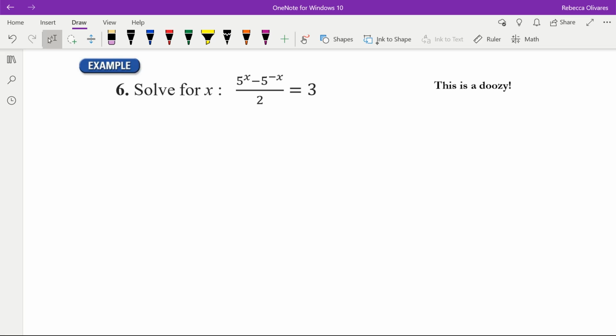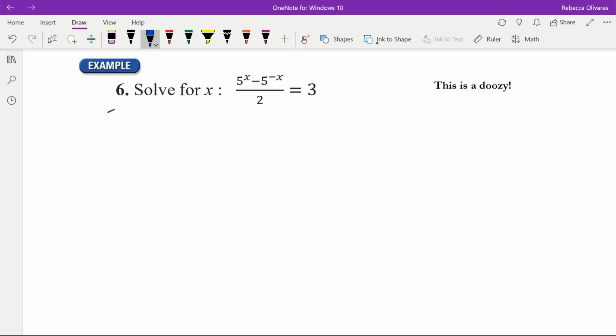All right, here we are on number 6. I gave you a little clue on this one. This is a doozy. Make sure you pause the video and copy down the question. Now, there's another hidden quadratic in this one, but it's really difficult to see it the way that it's written. So let's do a little bit of manipulation like I did in the previous problem. First thing I'm going to do is multiply both sides by the 2.